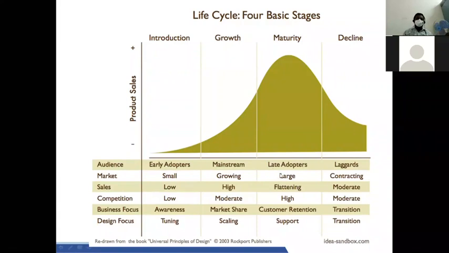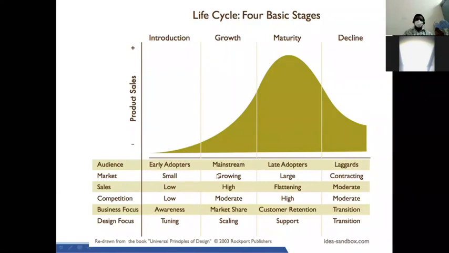It is constant now. With respect to sales, early adopter stage, it will be low, whereas the profit is more during this period. Competition, absolutely it is very low, because whenever people are innovating something, there will be monopoly for certain period of time. Business focus is creating awareness among the people. Design, the industry will be focusing on improving the product, keep on improving the product during initial period of time. This is related to early adopters.